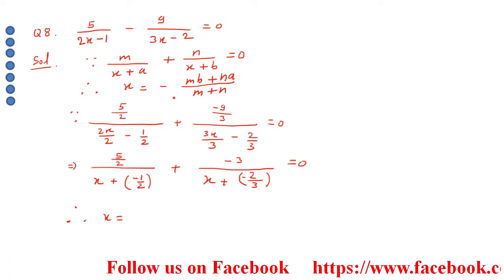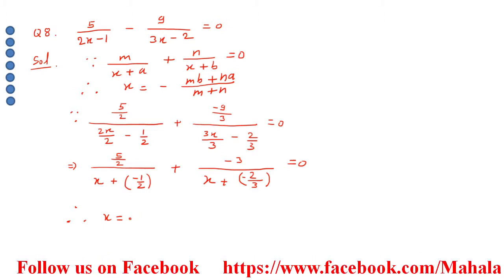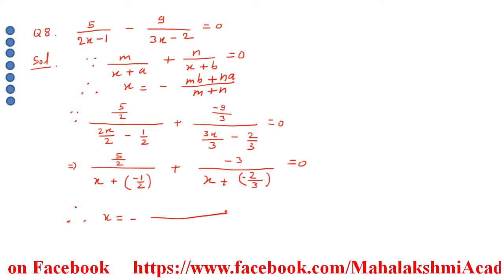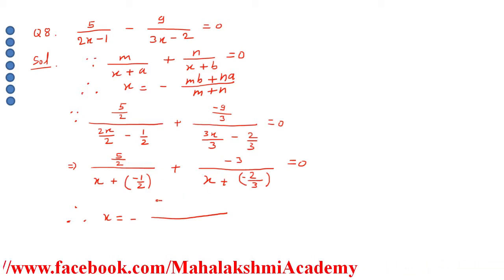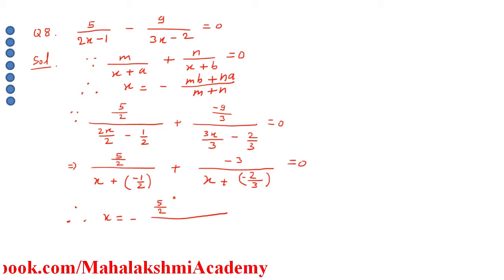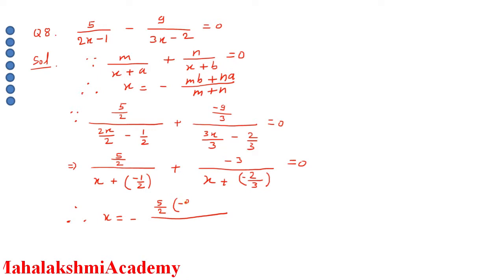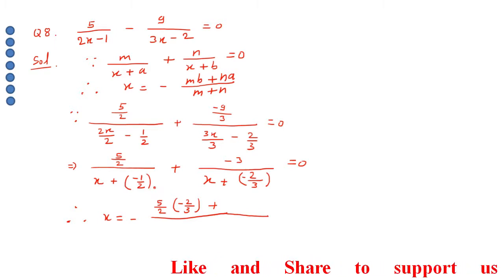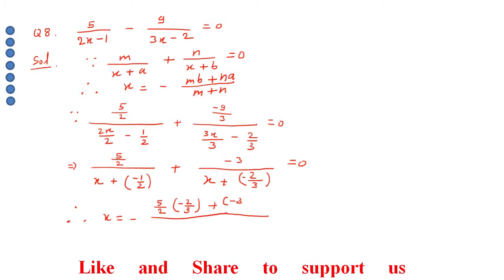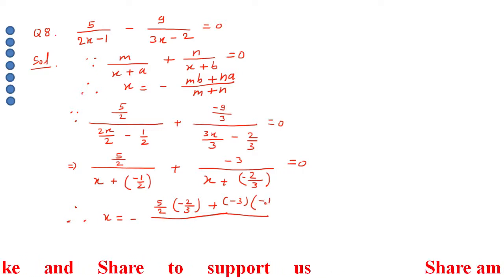So what we have here: first a minus sign, then a long division line, then mb. mb means this is your m and this is your b. So 5 upon 2 as m, then multiplied by b, that's minus 2 upon 3. Then in the middle, what sign do you have in the formula? Plus sign, then na. So first extend this line, then in the middle a plus sign, then na. na is minus 3 and a is minus 1 upon 2. So minus 3 multiplied by minus 1 upon 2.